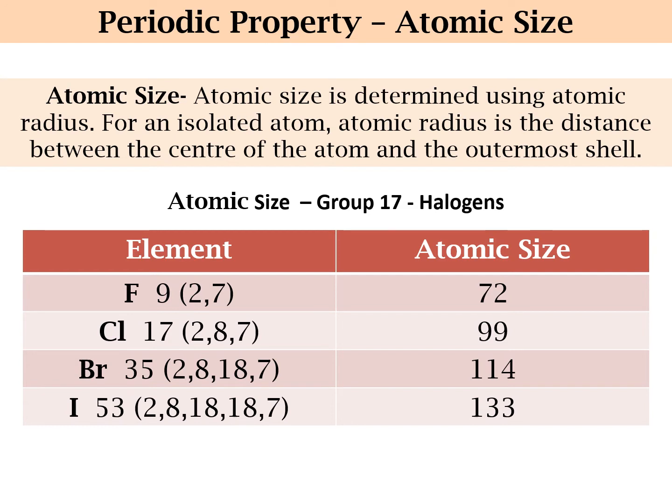Let us now look into the atomic size in case of a group. The group that is selected is group 17, that is of halogens: fluorine, chlorine, bromine, iodine. We find that the atomic size for fluorine is 72, chlorine 99, bromine 114 and iodine 133. The values tell us that the size of the atom goes on increasing as we move from top to bottom in any group.